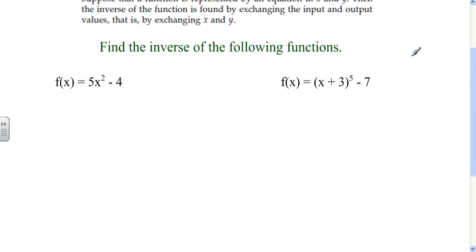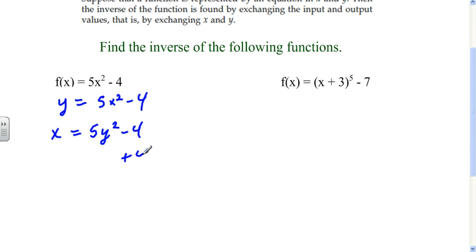This first example, f of x equals 5x squared minus 4. The first thing you want to do to find the inverse is rewrite it in the form y equals 5x squared minus 4. So we want to replace f of x with y. And then we're going to switch x and y. And we're going to solve for y then.